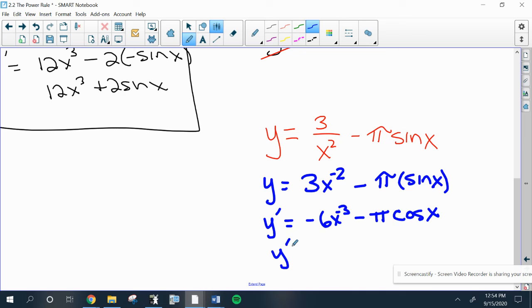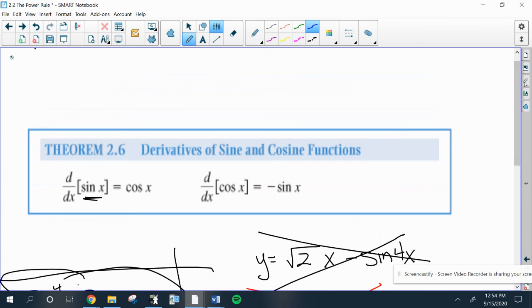We're going to simplify this a little bit. Negative 6 over x cubed minus pi cosine of x. So hopefully you can see that just adding these two trig derivatives doesn't make our lives much more difficult, because the derivative of these functions is easy. Sine becomes cosine, cosine becomes negative sine.